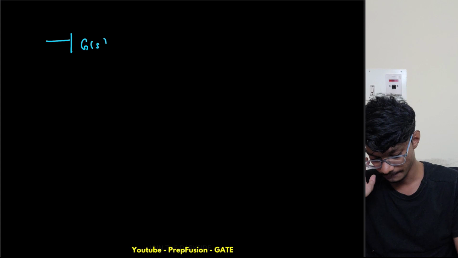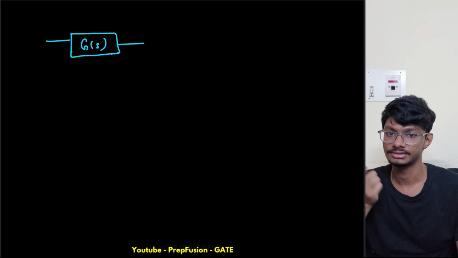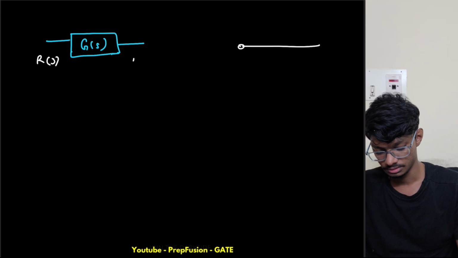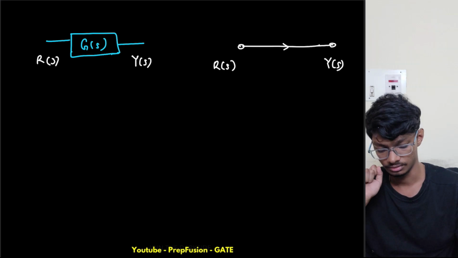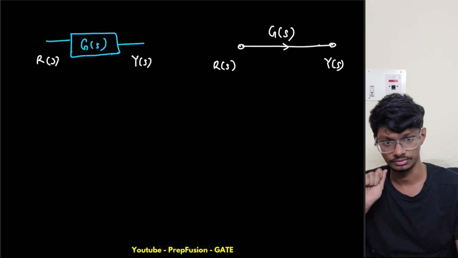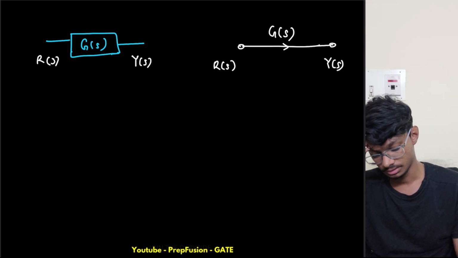Another important point: let's say I have one gain block, G of s. How will I write this in a signal flow graph? This is R of s and this is Y of s. This is the gain block G of s. So this is the flow equation. This is how I can convert this gain block into a flow diagram.